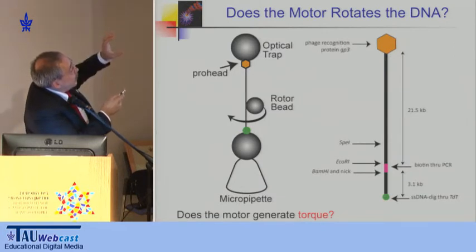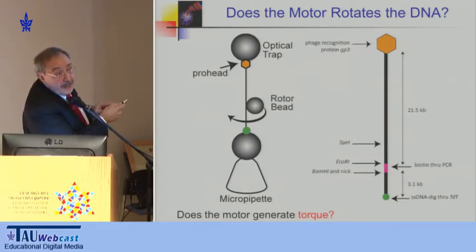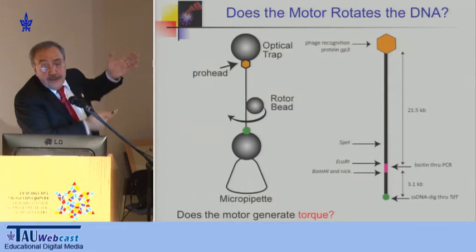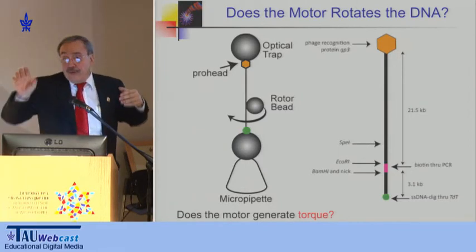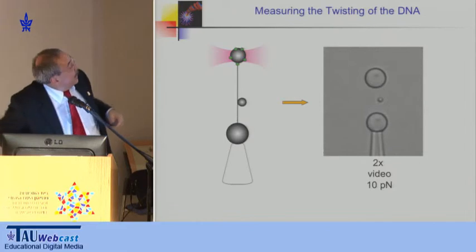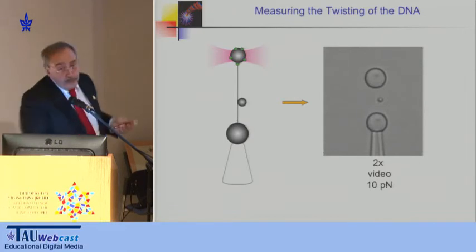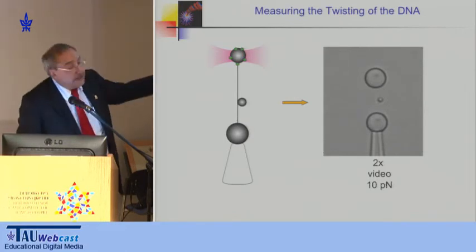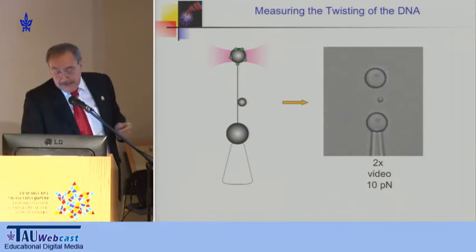Okay, so to answer that question, we have to do this experiment as before, where we grab the capsid of the bacteriophage. The bacteriophage is packaging, remember? But now we have 2 beads, one in the pipette, the other in the optical trap, and we put a tiny little bead on the side of the DNA, and we ask, does this bead rotate when the packaging proceeds? So does the DNA get rotated as packaging proceeds? Okay, so this is the experiment, and here is a movie that shows what we observe when we do this 3-bead experiment with the packaging of the phage.